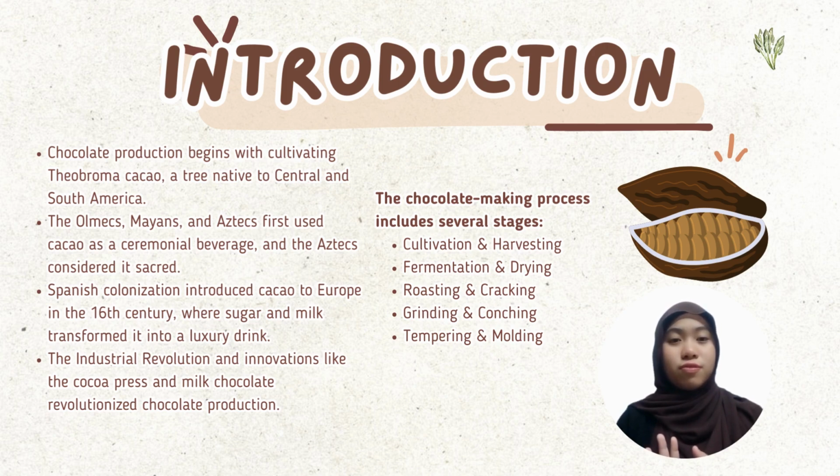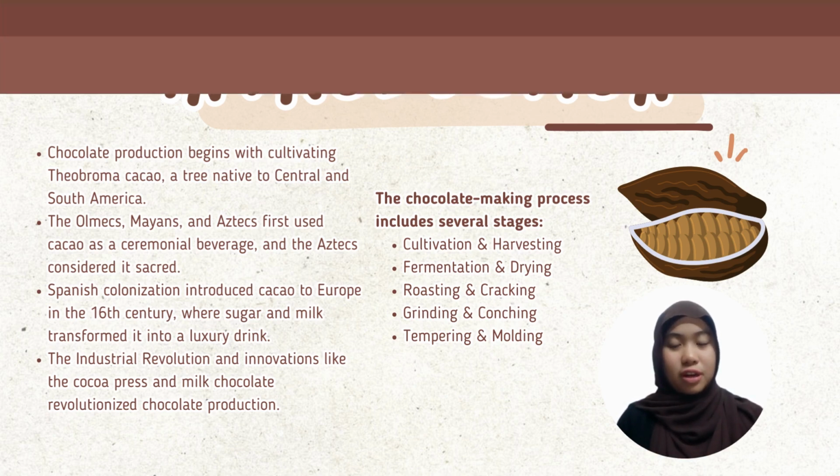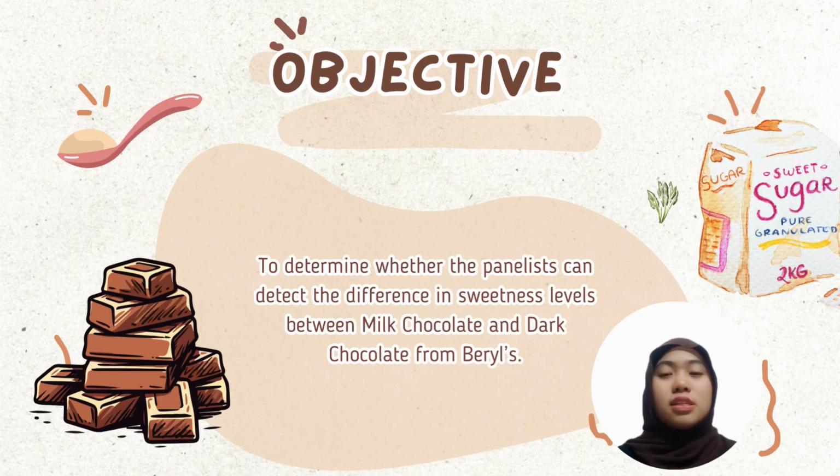The fourth step is grinding and conching. Nibs are ground into chocolate liquor, then refined for smoothness. Then the last step is tempering and molding, where tempering stabilizes cocoa butter for a glossy, firm texture before molding it into the final product. So the objective of this test is to determine whether the panelists can detect the difference in sweetness levels between milk chocolate and dark chocolate from Barrels.